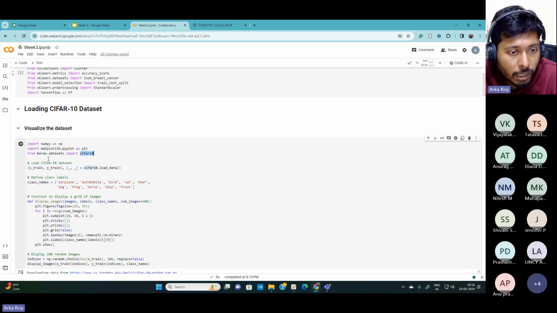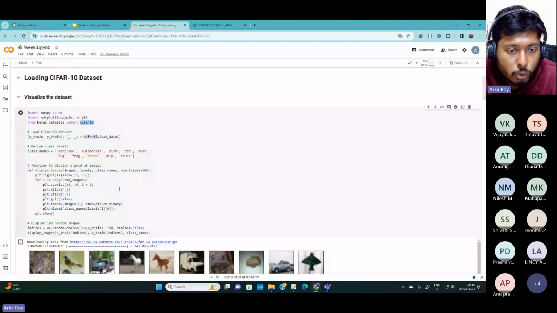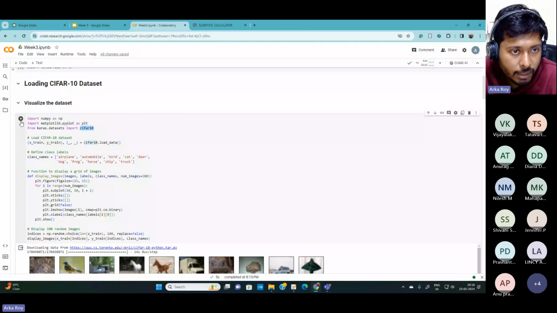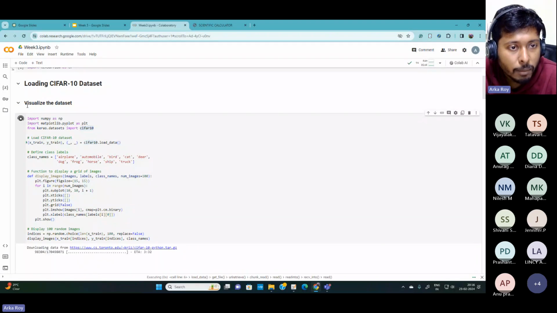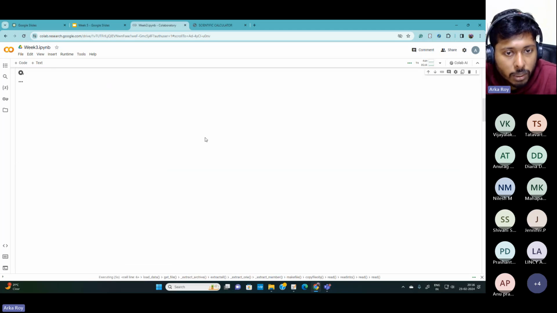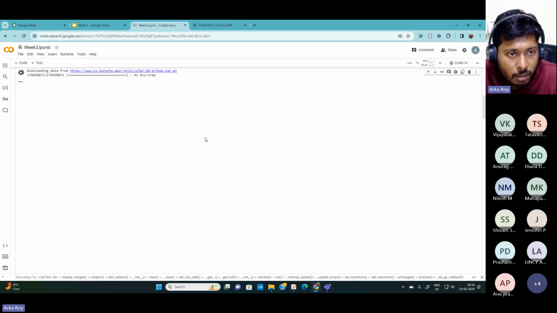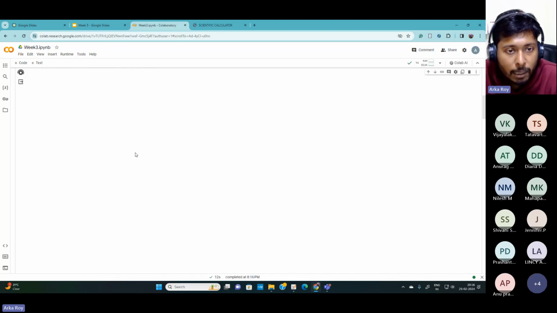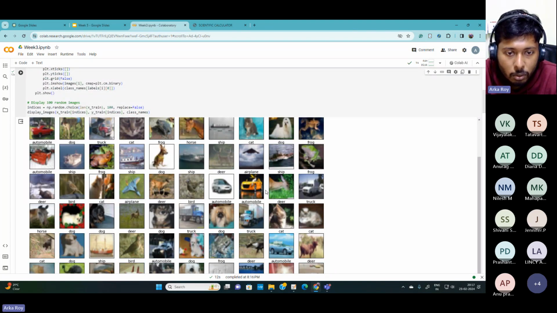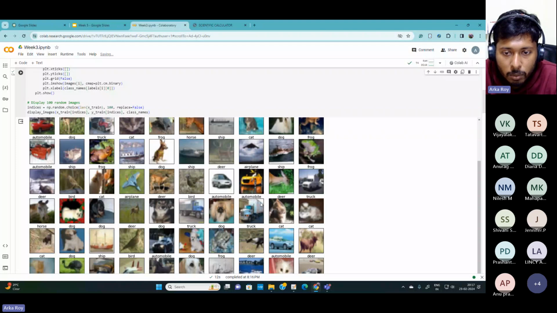What I am doing here is importing the dataset, and I am showing what sort of images the CIFAR-10 dataset has. This is the loading of CIFAR-10, and I'm visualizing how the CIFAR-10 dataset looks. Here I'm showing the first 100 images, and I'm also writing their labels. You can see this is a horse, this is a truck, horse, frog, and so on.